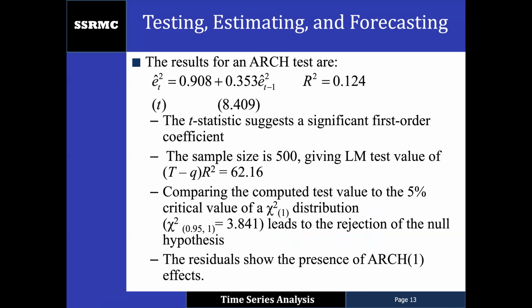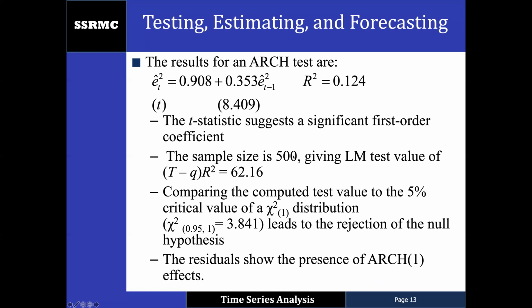What we can do is to first of all run the regression model. Then we obtain the residual series from the regression. Then we run this test equation. The dependent variable is the square of the estimated residual, and then we use the lag term in the regression model. R squared from this regression is 0.124, and the test statistic is 8.409. The t statistic itself suggests a significant first-order correlation already.